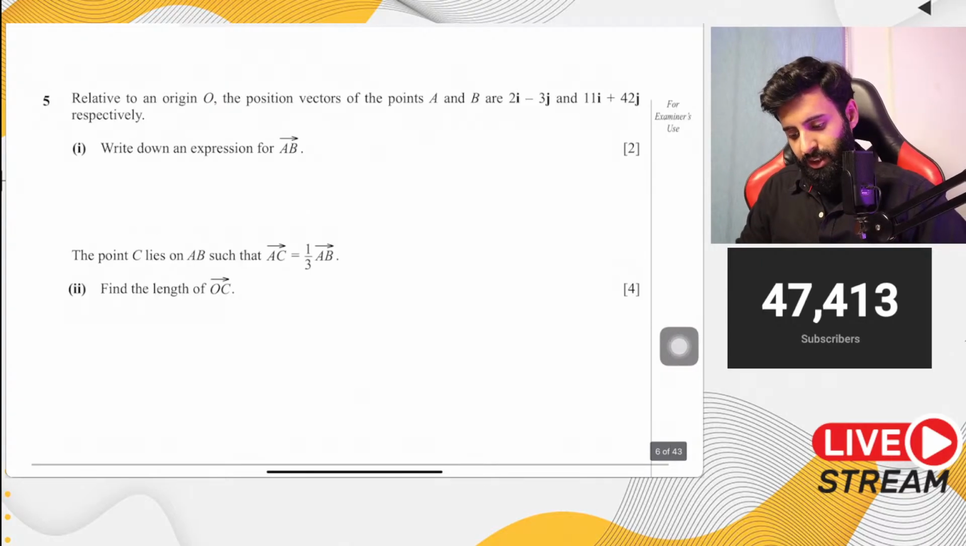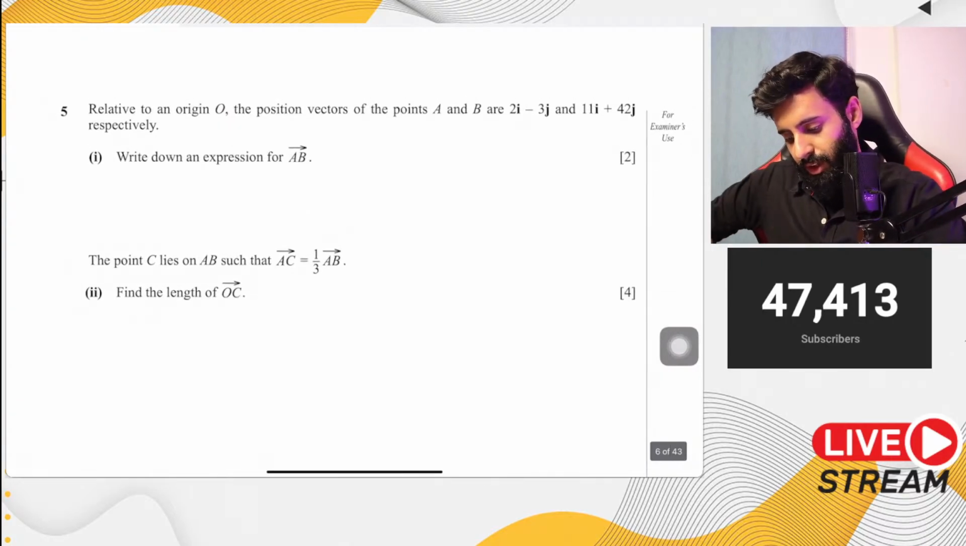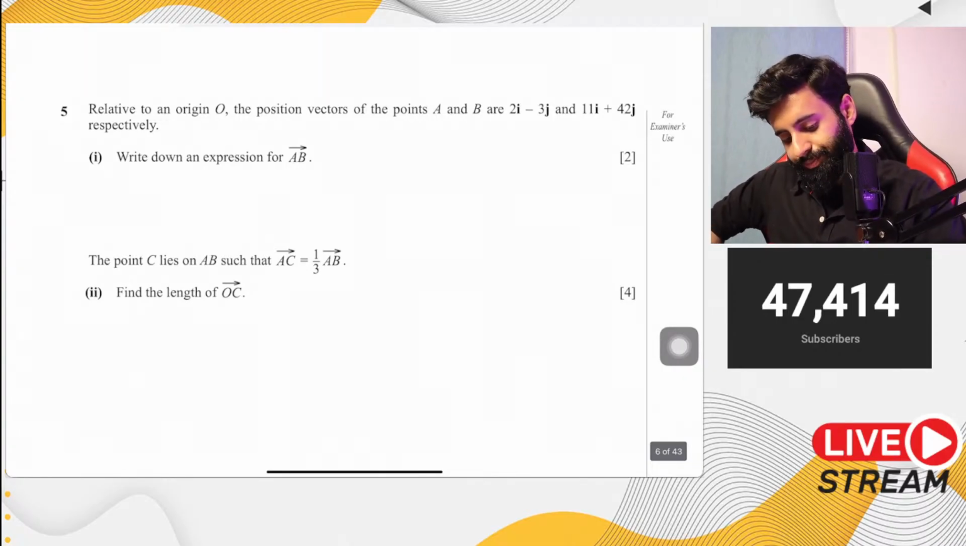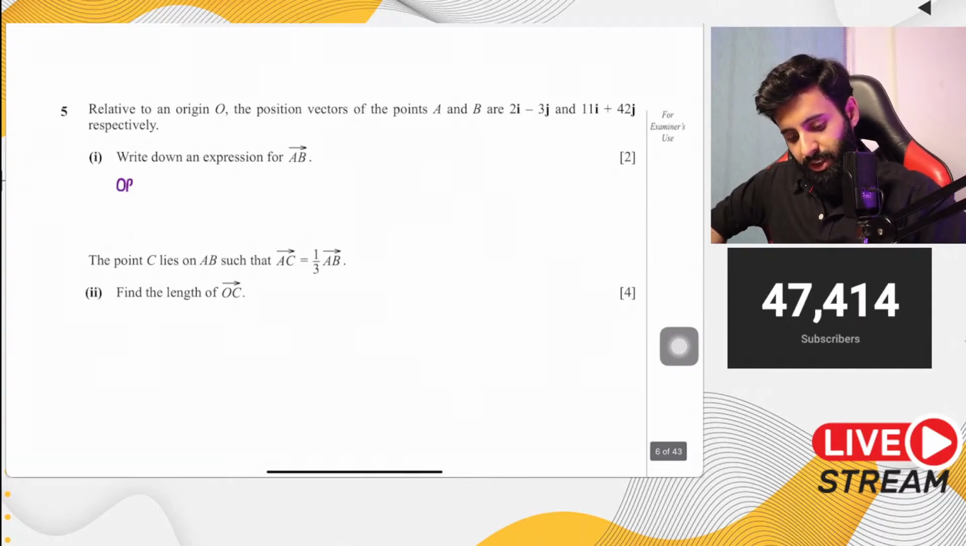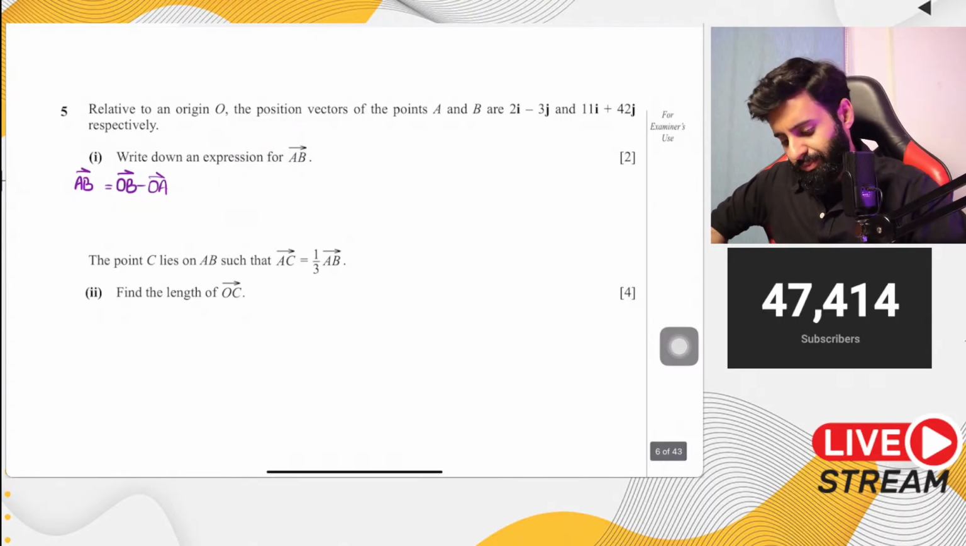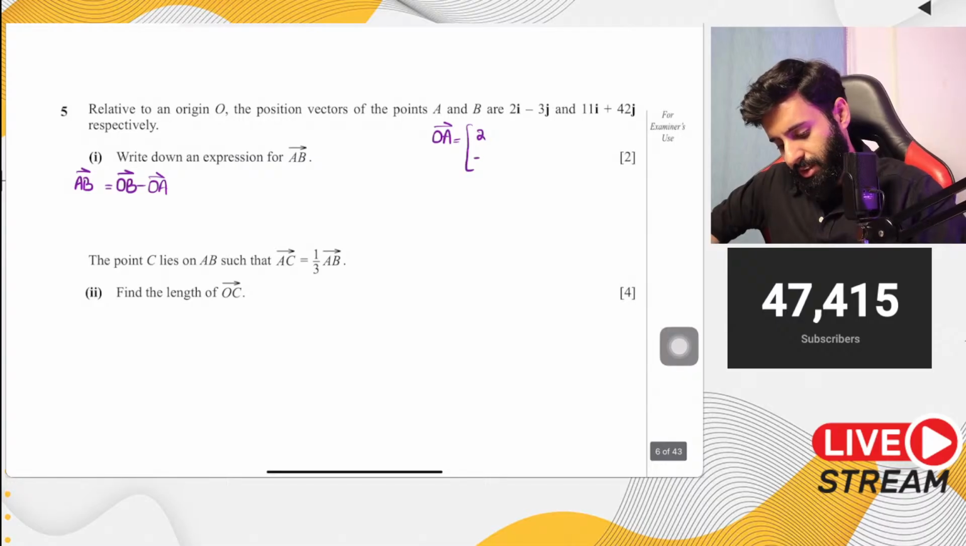Okay. So it says here, relative to an origin, the position vectors of A and B are so and so. Write down an expression for AB. Now AB can basically be formed by doing OB minus OA. So OB minus OA gives us AB. So AB is equal to what? OB. Now what's OB? That's 11i plus 42j. Here's my suggestion: first write OA like this, so you have 2i and minus 3j. This makes the addition and subtraction part easier. And OB, write it like this, 11 and 42.